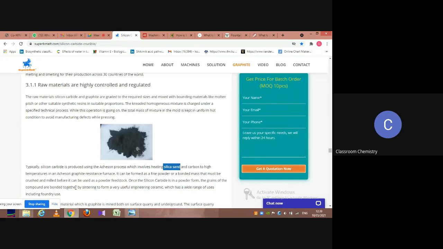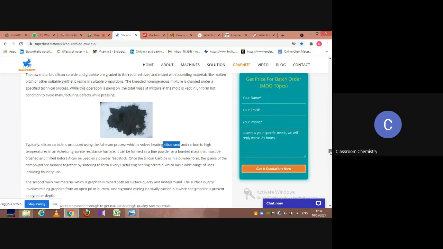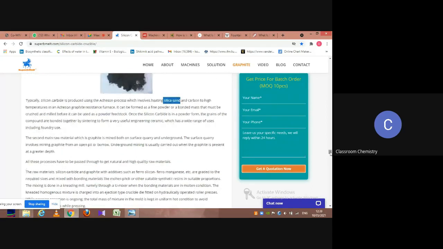By adding some materials, these chemicals are bonded by sintering to form a very useful ceramic material, which has a wide range of uses including foundry. Okay, so this way you can prepare the silicon carbide materials.